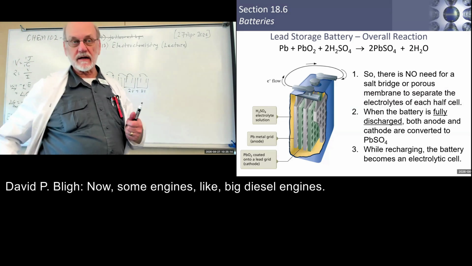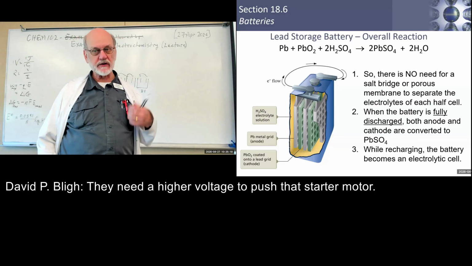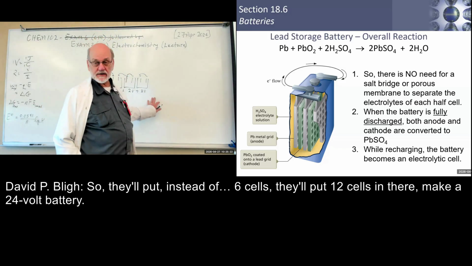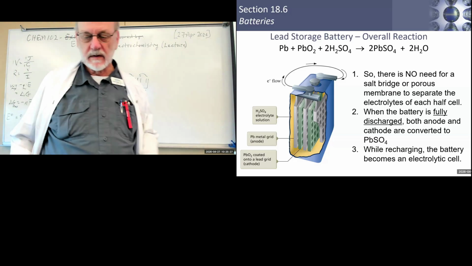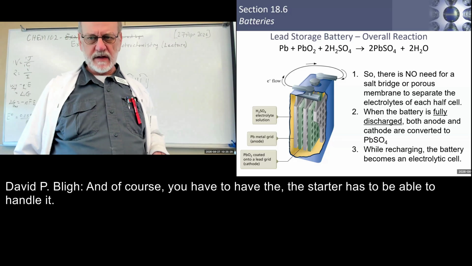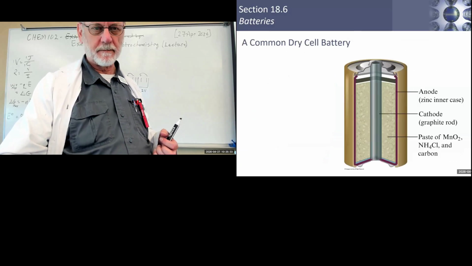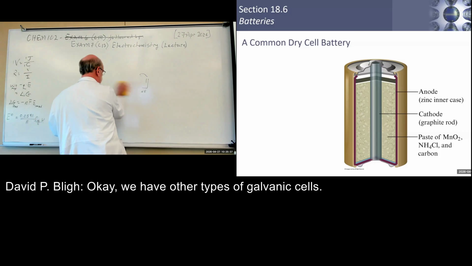Now, some engines, like big diesel engines, need a higher voltage to push that starter motor. So instead of 6 cells, they'll put 12 cells in there and make a 24-volt battery. And of course, the starter has to be able to handle it. Okay, we have other types of galvanic cells.